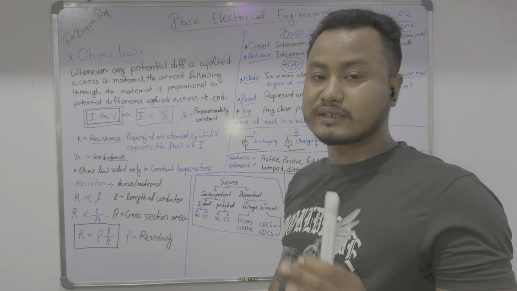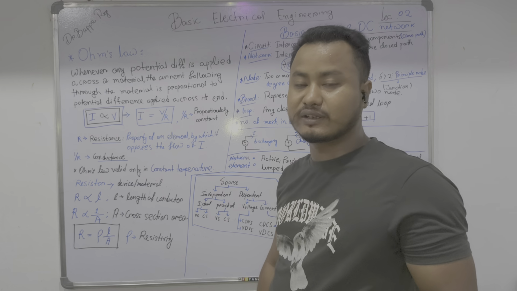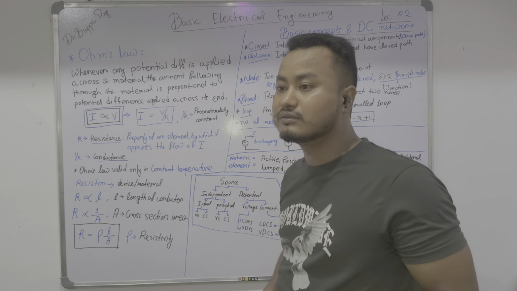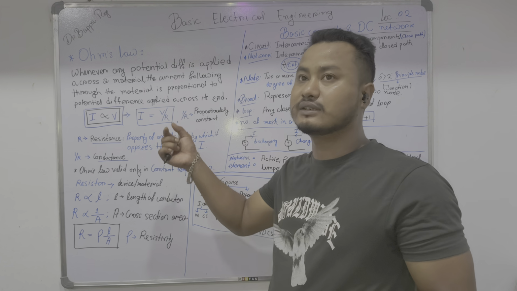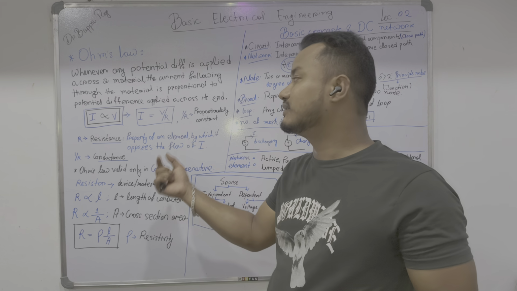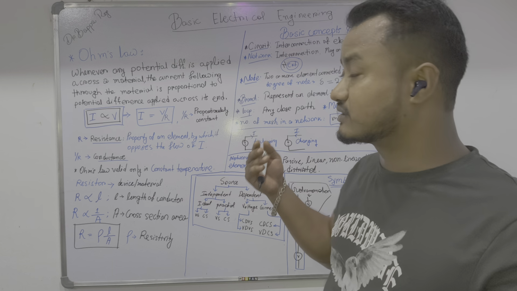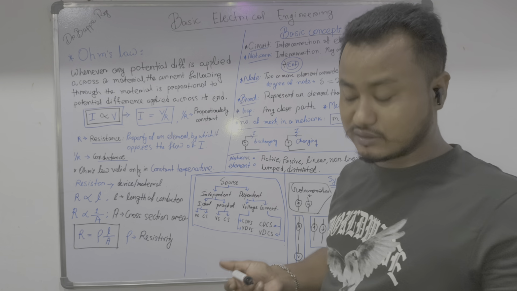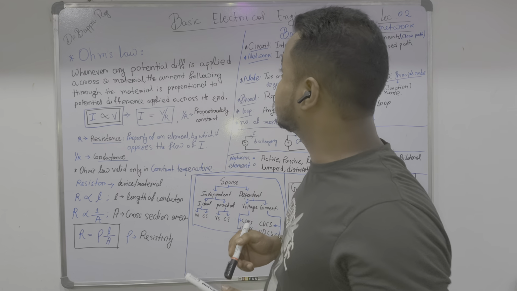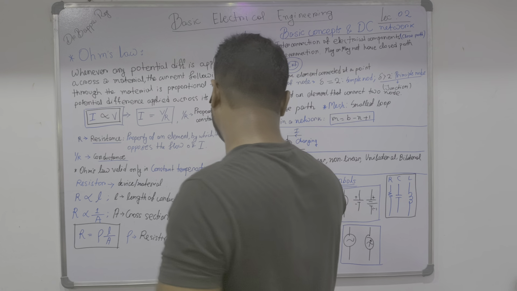V is equal to IR. It's okay, nothing wrong in that. But if you still want to say it properly, then we can say I is directly proportional to V. There is nothing wrong if you call it V is equal to IR. So that is Ohm's law.